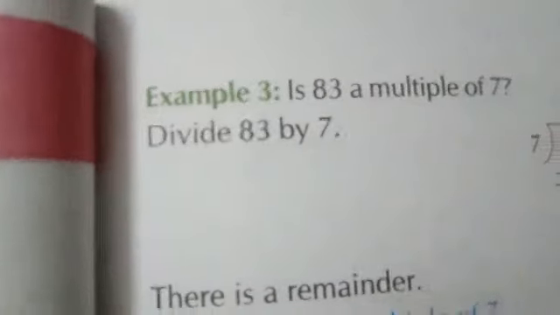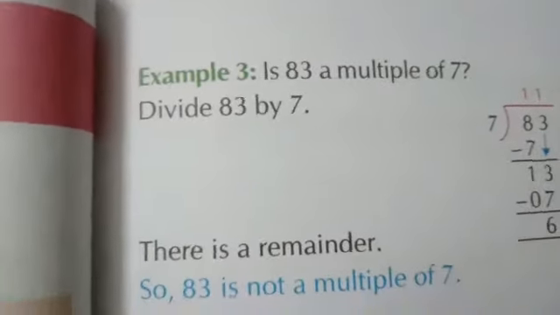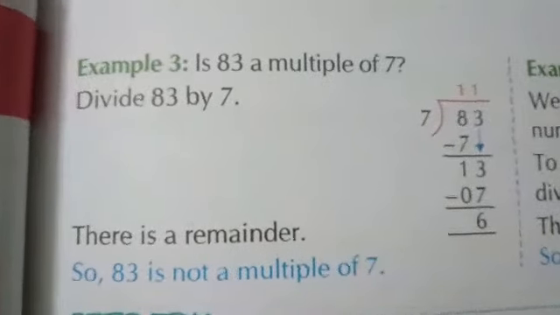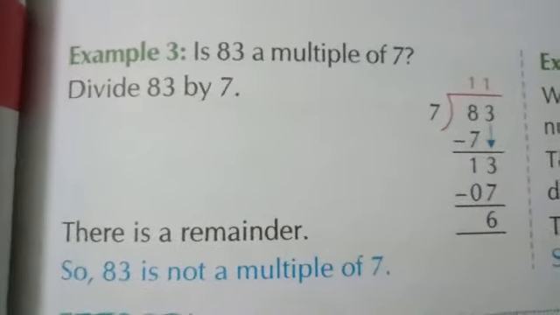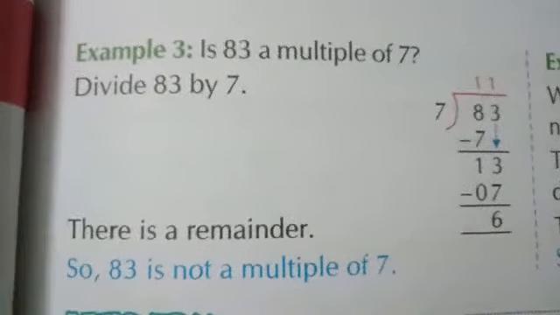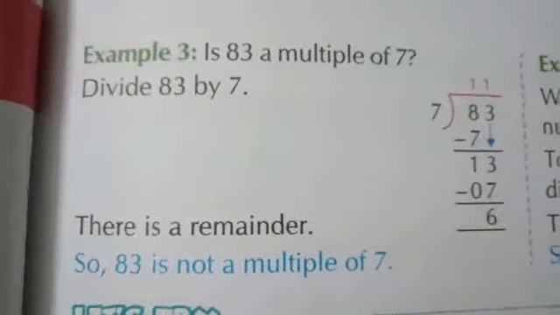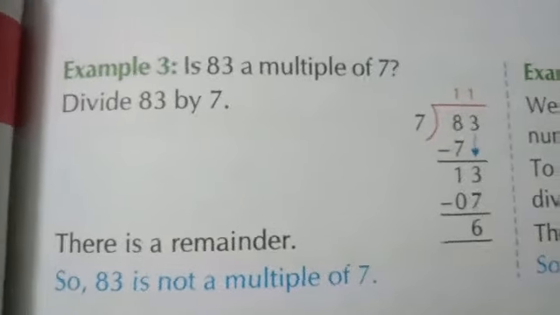Again, in this example, is 83 a multiple of 7? So you can do division and get the answer. Here the division has been done, but it leaves the remainder 6. If a remainder is coming, it means it is not a multiple of that number. The answer will be no. So 83 is not a multiple of 7.